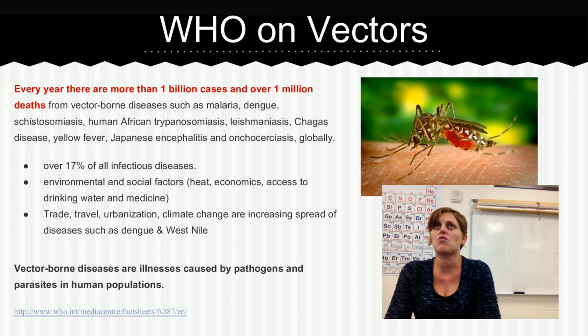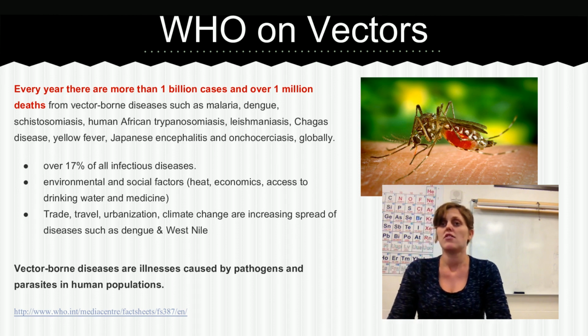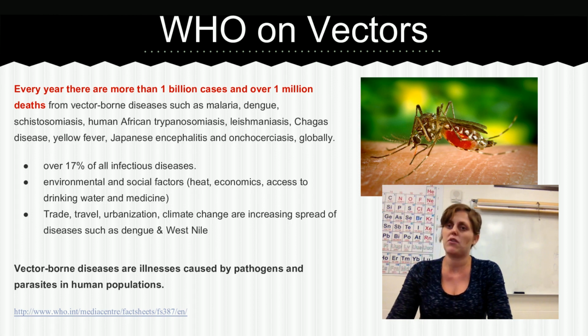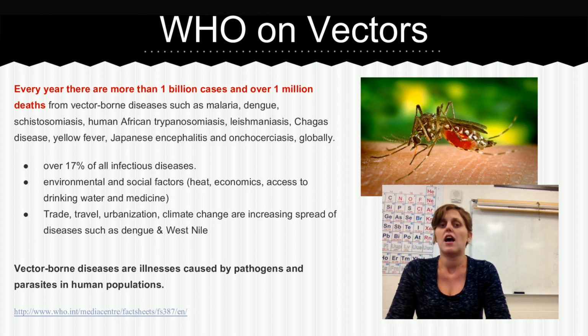There's a huge connection between urbanization, travel, quality of drinking water, access to medicine, economy, and the heat. Obviously, mosquitoes like warm, hot, moist environments. So countries that have warm, hot, moist environments year-round have a lot more of these diseases than, say, the continental United States. But this can be spread through trade, travel, urbanization.